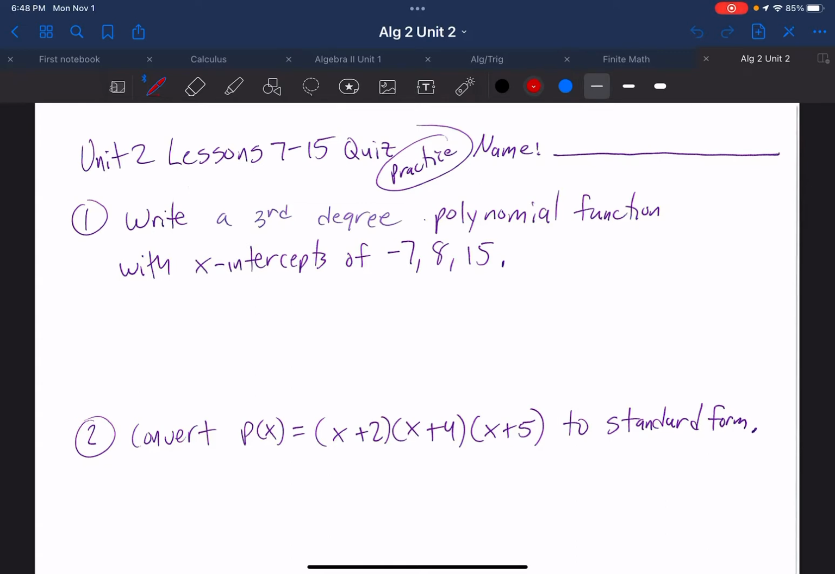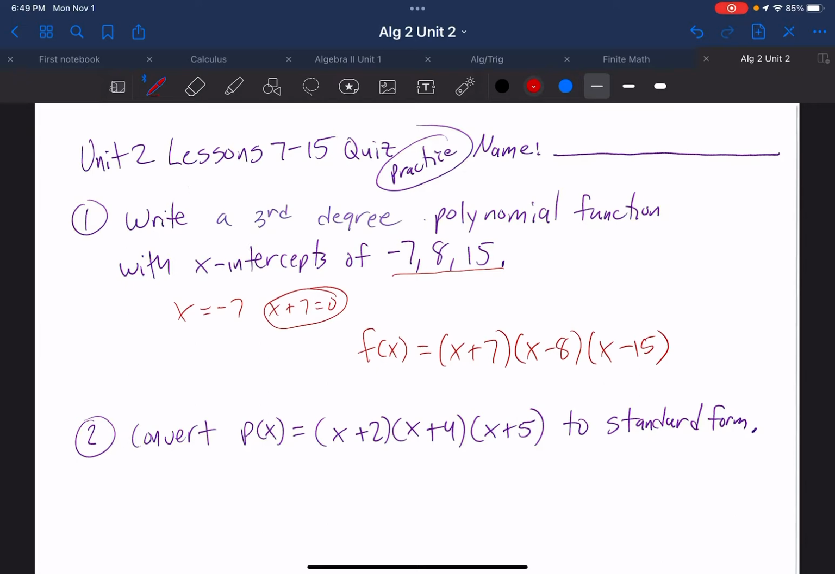All right, so the first question here is write a third degree polynomial function with the x-intercepts. When you see these numbers as the x-intercepts, that means x equals -7. Then it follows that x plus 7 is equal to 0, so that would be the first factor, and that's what's happening with each one of these. So I would say f of x or p of x, whatever favorite letter of the alphabet you want. The first one would be x plus 7, and then x minus 8, and then x minus 15. You could add extra numbers in front, but that's really all you need for that.